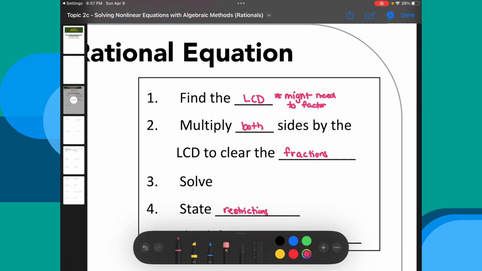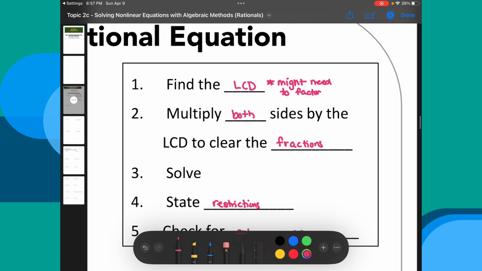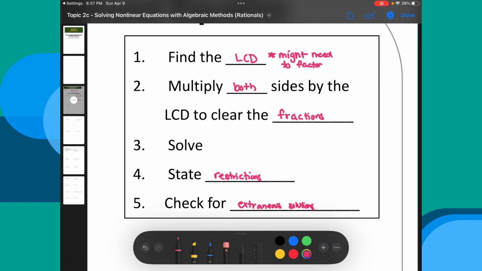In order to solve a rational equation, we need to first find the LCD, or least common denominator. You might need to factor in order to do that. Part 2 is we are going to multiply both sides by that LCD and clear the fractions out. Then we'll just solve the equation that we're left with. Don't forget to state your restrictions, and you should always check for extraneous solutions.